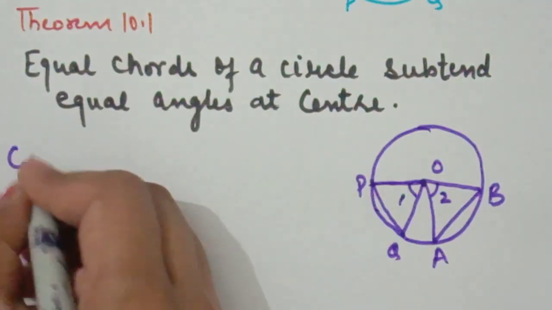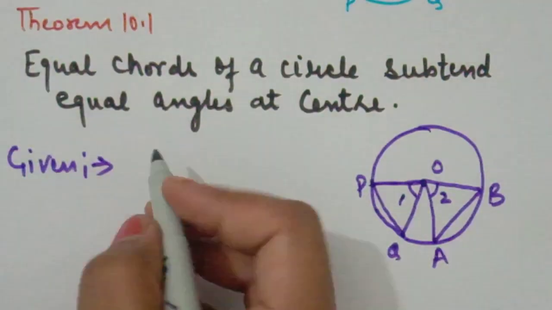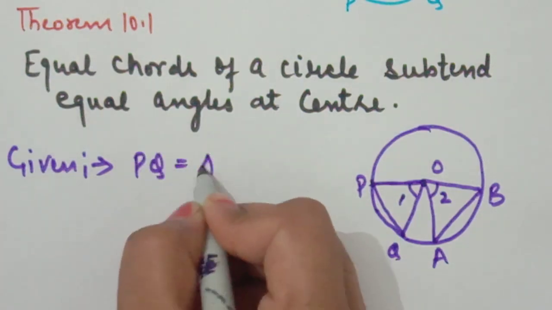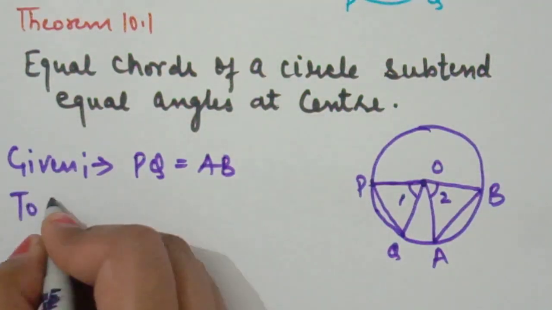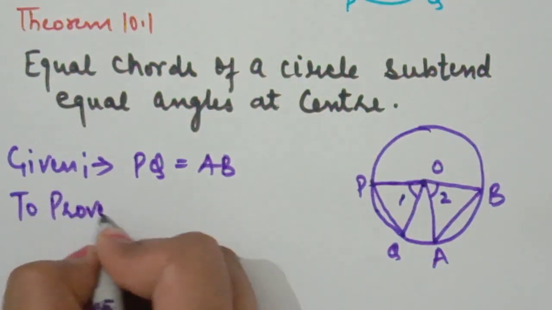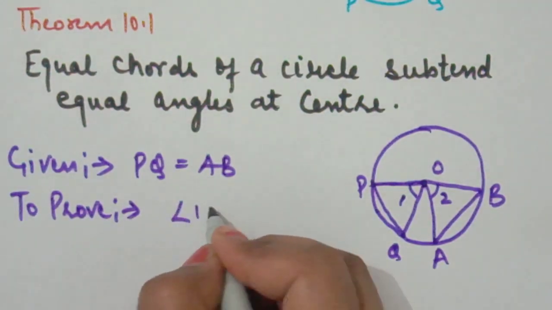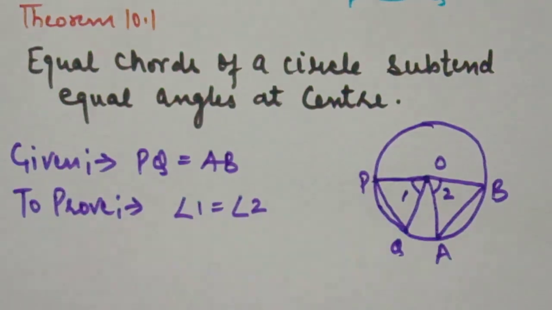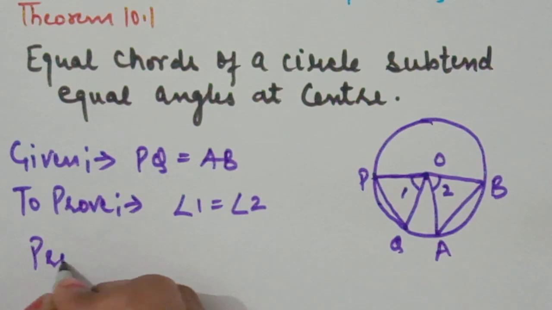Now first of all we have to write what is given. Chords are equal, PQ is equal to AB, given. We have to prove, what do we have to prove? Angle 1 is equal to angle 2. We have to prove that angle 1 and angle 2 are equal to each other. Now, proof.